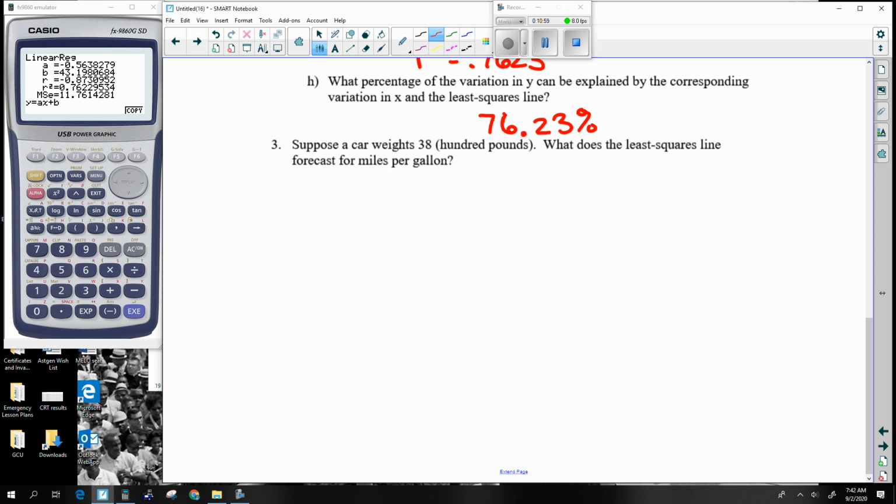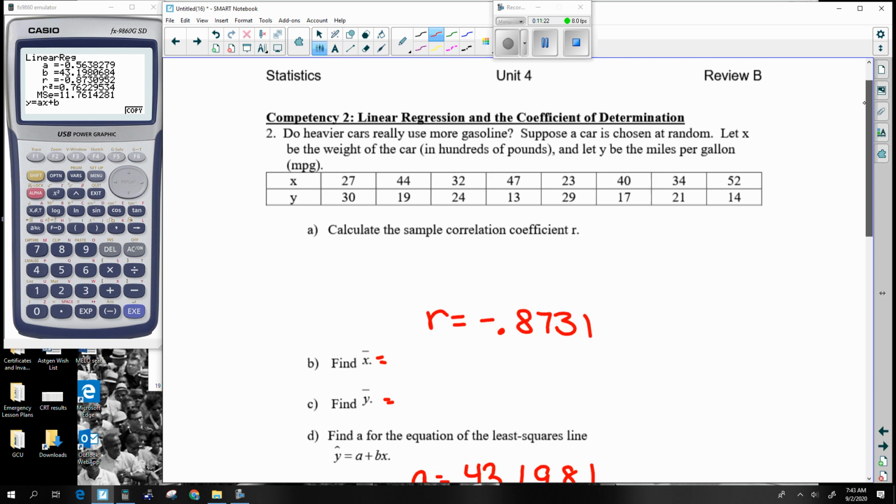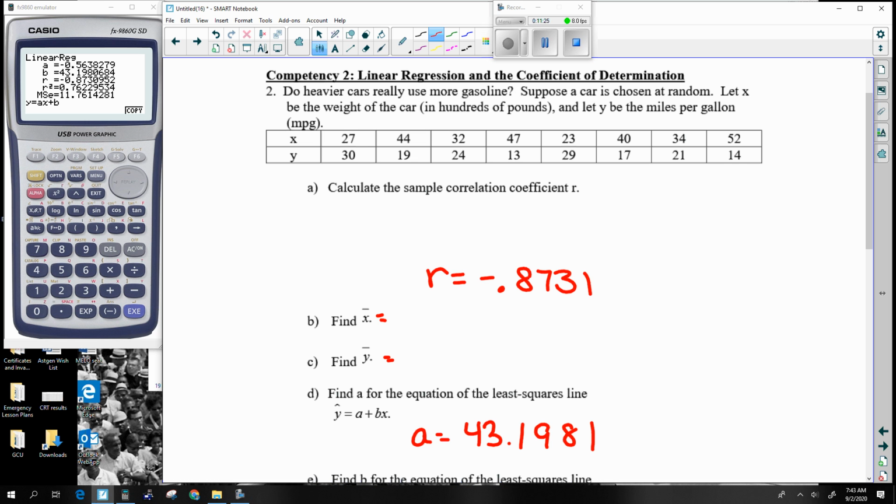And then here we are asked to make a prediction. So we begin with the formula itself. So y hat is 43.1981 minus 0.5638x. Come to the side and I identify my y hat and x as far as words are concerned. And where that is found is right up here at the top. And I see that x is the weight and y is the miles per gallon, gas mileage. So x is the weight and y is the gas mileage.